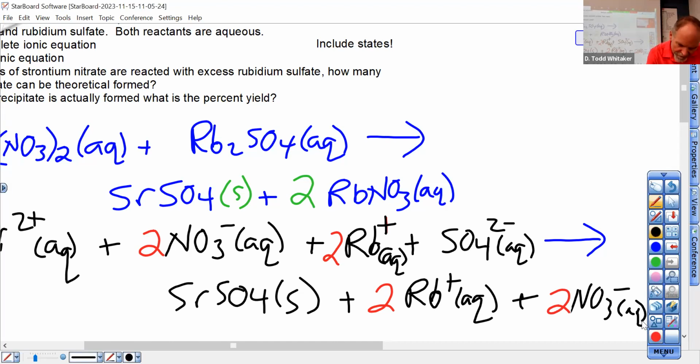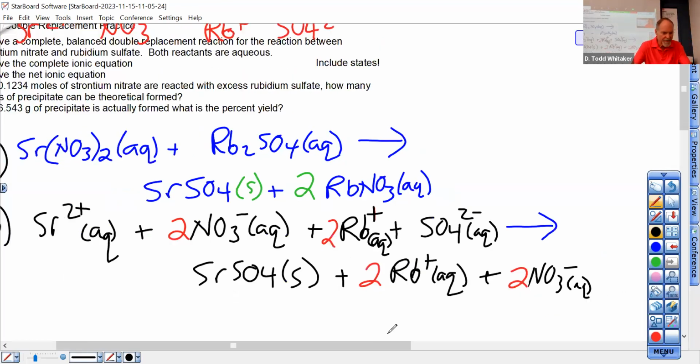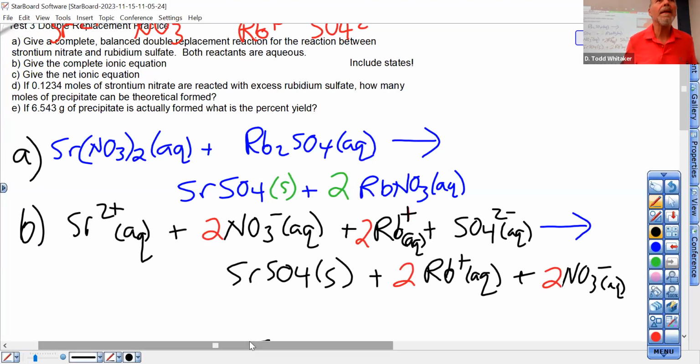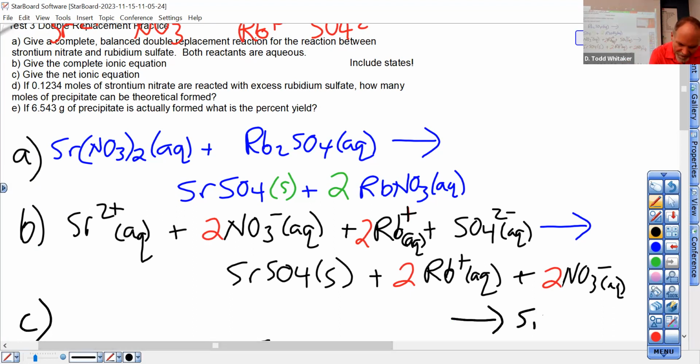AQ. So your complete ionic is there. It's got all the ions that started and all the ions that ended and the precipitate. The easiest part, if you've done that properly, is now the net ionic. I only want the ions that contributed to making the precipitate. So look, guys, I would do part C like this. Copy the precipitate as a product. Just copy it.